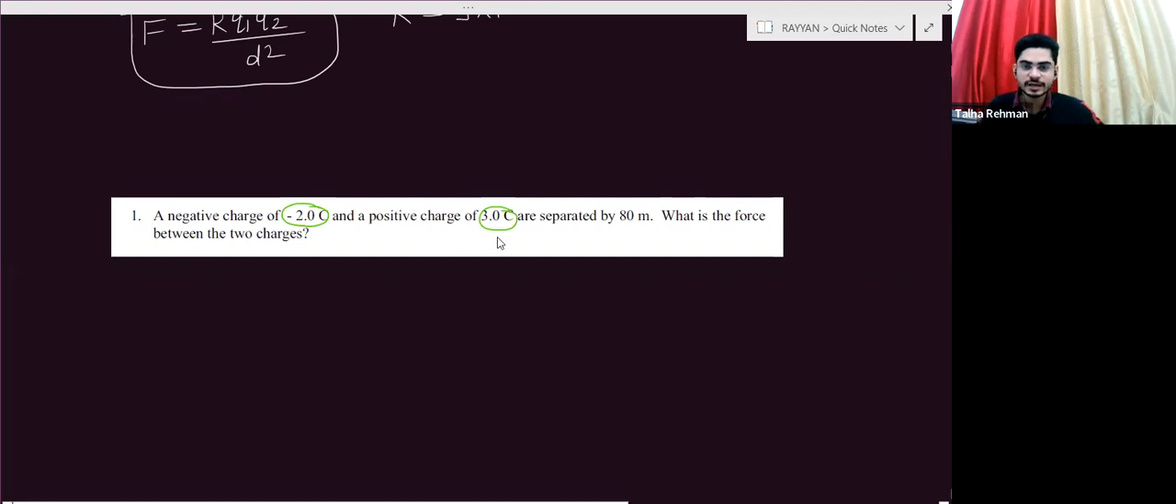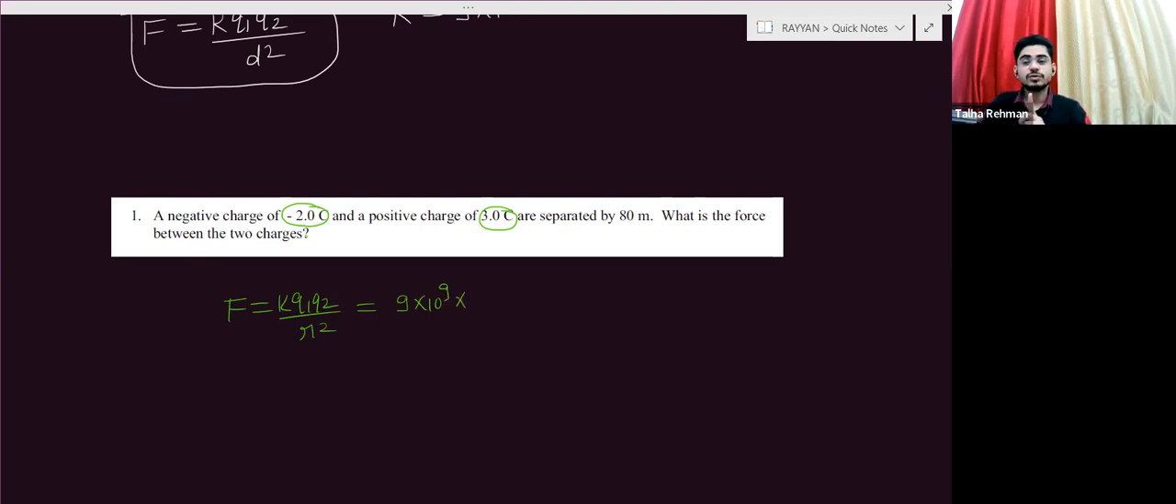Now apply the formula. They are asking, these charges are separated by 80 meter. What is the force between the two charges? Very simple question. You will apply this. F is equal to K Q1 Q2 divided by R square. K is 9 into 10 to the power 9. What is Q1? Q1 you will not take -2. Remember, you will only take the magnitude of the charge.